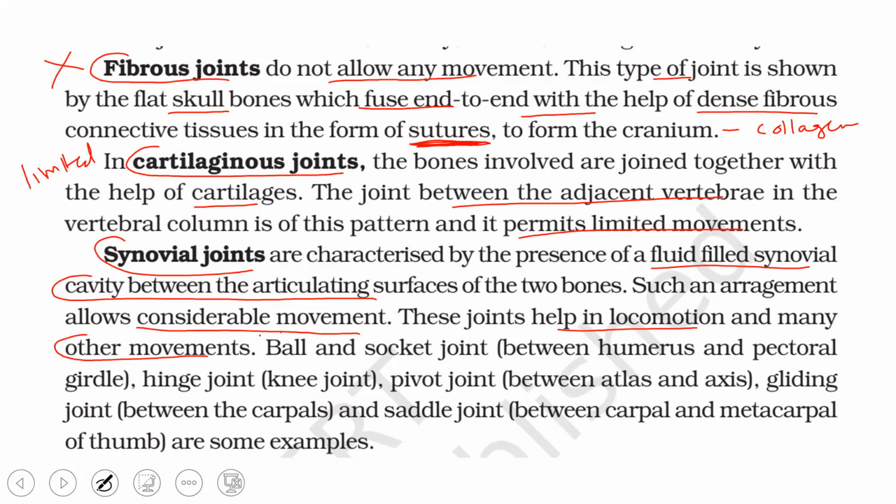It has many types, like the ball and socket joint between the humerus and pectoral girdle, which is the shoulder part, and the hinge joint, which is in the knee.